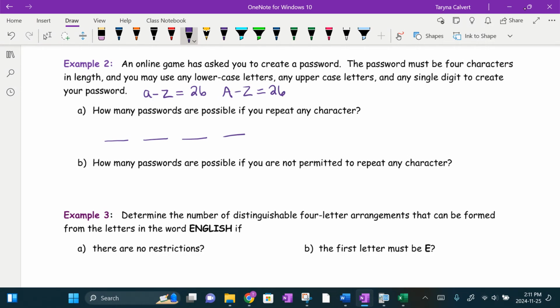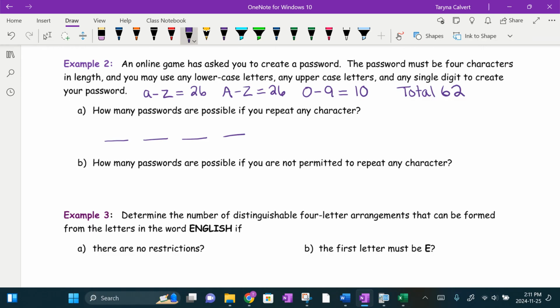And then we have digits, so 0 to 9. So how many digits from 0 to 9? 10, good. Right, so then how many options in total do I have? So 26 plus 26 is 52, plus 10 is 62 options. Right, so I have 62 choices.